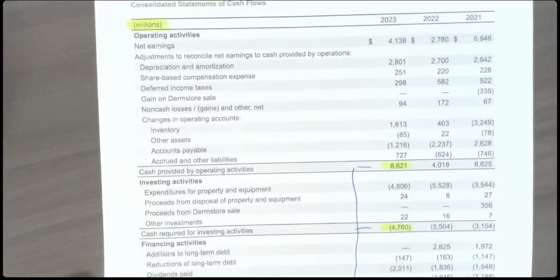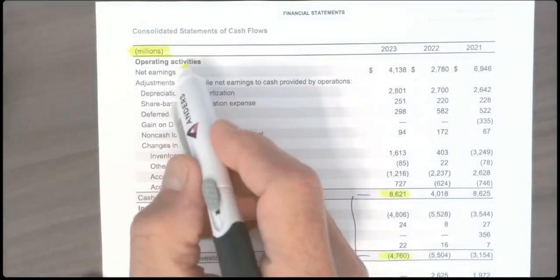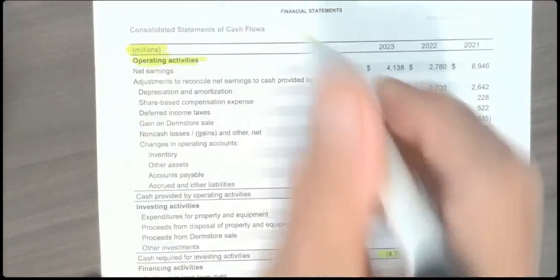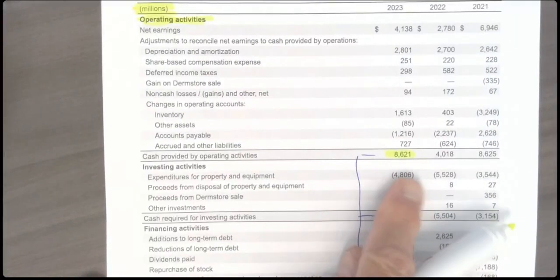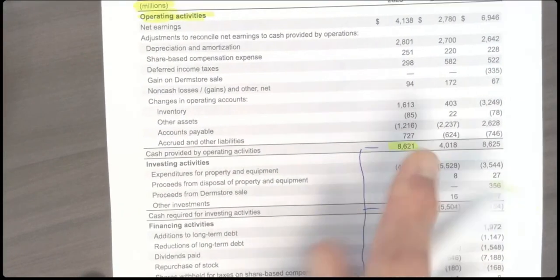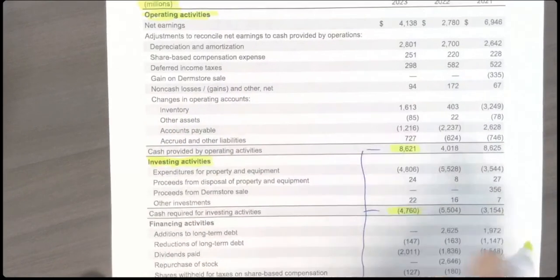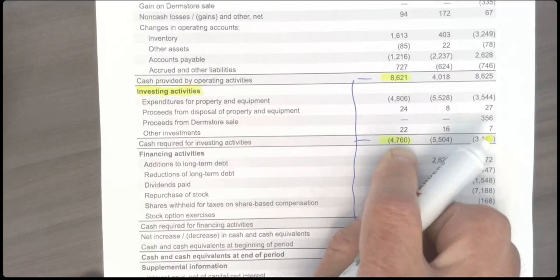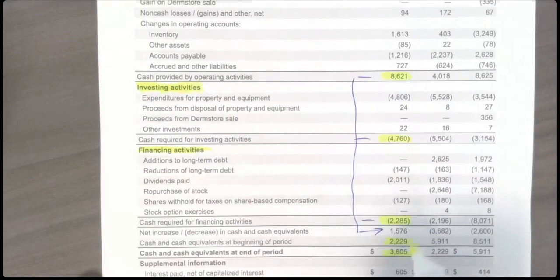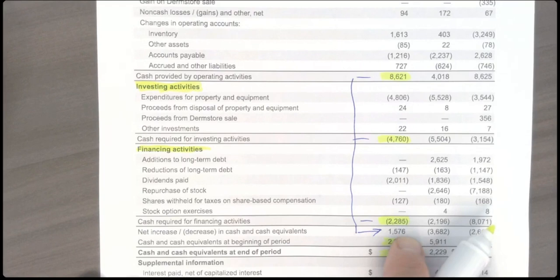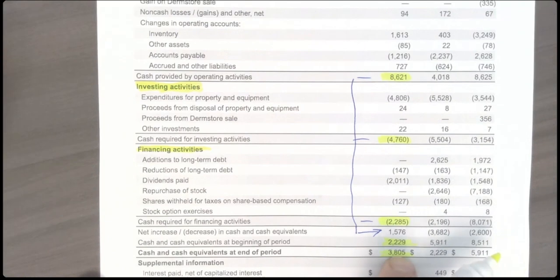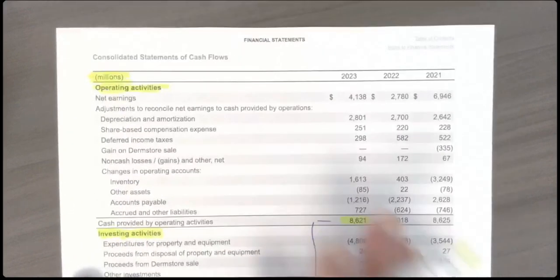So again, we have three sections: operating activities, which generated 8.621 billion of cash; investing activities, which used 4.76 billion of cash; and financing activities, which used 2.285 billion, and that netted to an increase in cash of 1.576 billion from the 2.29 billion it started the year at, to the ending balance of 3.805 billion. Okay, and as always, this is a period of time.